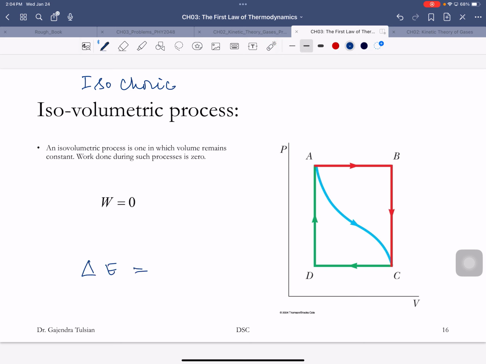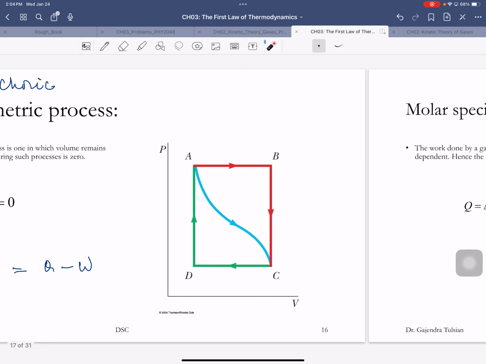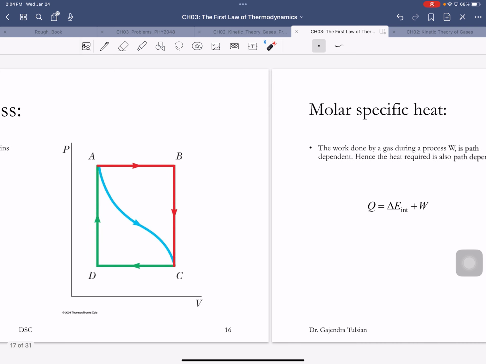So delta E equals Q minus W. If you absorb any heat, all of that goes into increasing the internal energy. If you're earning money and you're not spending any, your bank balance is increasing. Do you guys understand this?